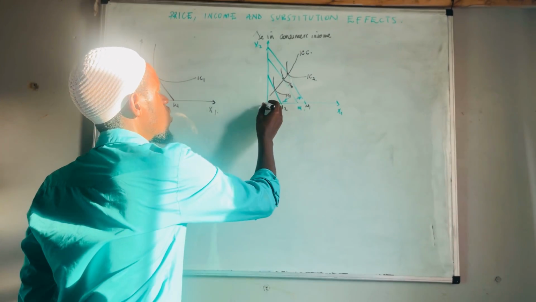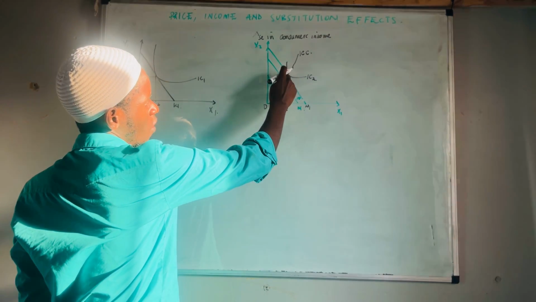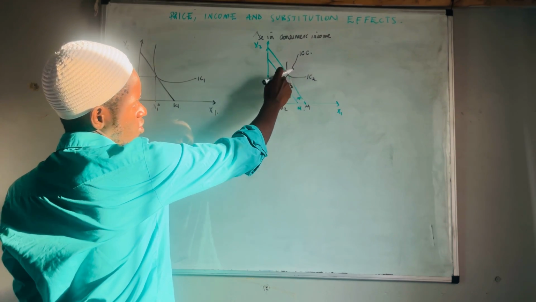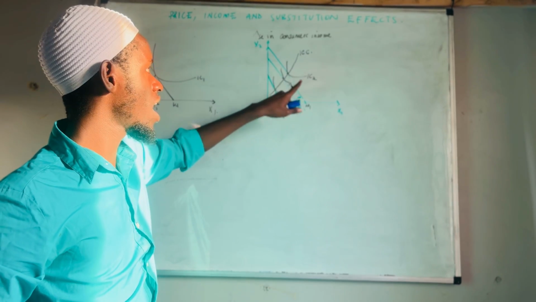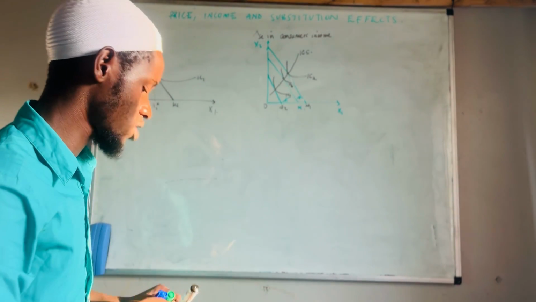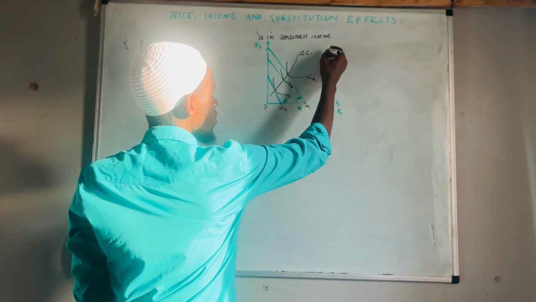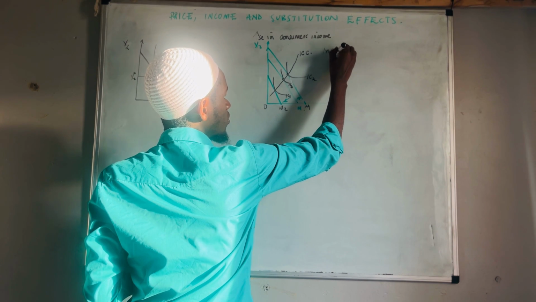And these quantities will be less than the quantities I consumed when I was originally at W1 at this point here. Therefore, if I connect these optimal points, I form my income consumption curve. It's called the income consumption curve.